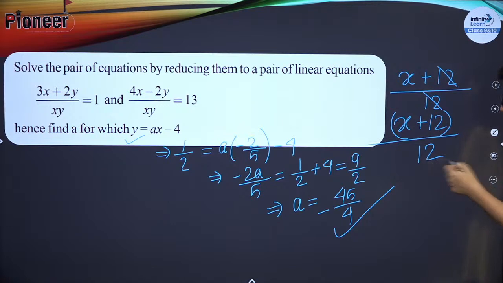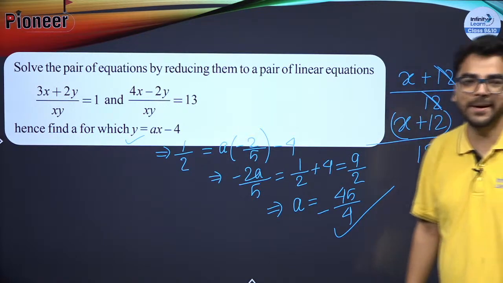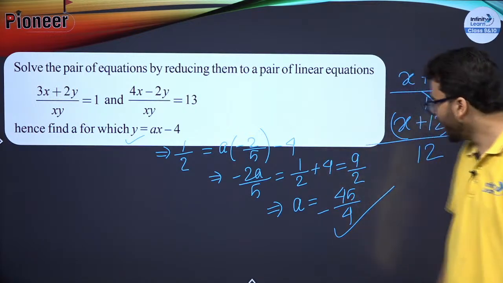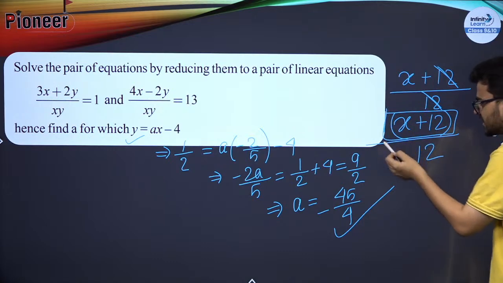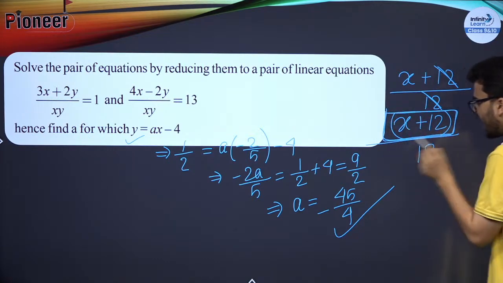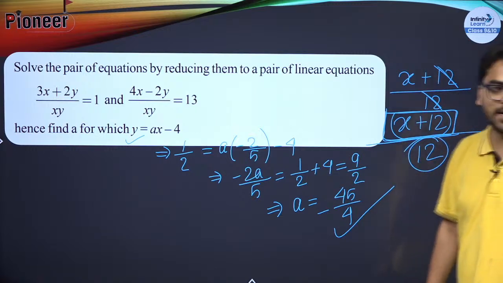This is not 12 by 12, so you cannot cancel out like this. That will be wrong. I hope it is clear, Supriya. You cannot do any kind of calculation because you don't know the value of x. This is one single entity and this is getting divided by 12 as a whole. You got that, Supriya, or not?